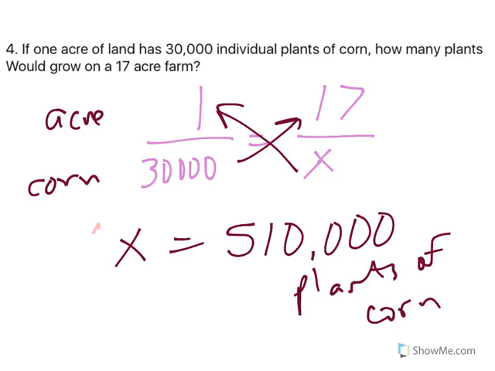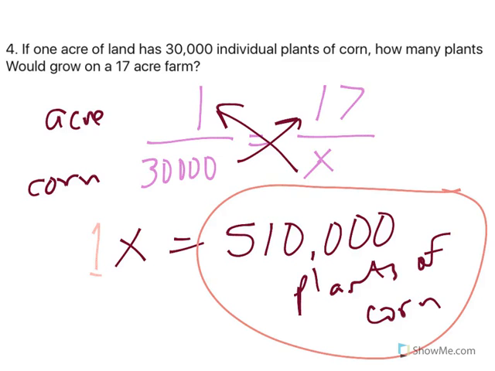So the nice part about this is that when I take 30,000 times 17, I get 510,000 plants of corn. So you think about it, if this has a 1x in front of it, if you divide by 1, what does that do to your problem? Nothing. So you simply just have 510,000 plants of corn on that 17-acre farm.